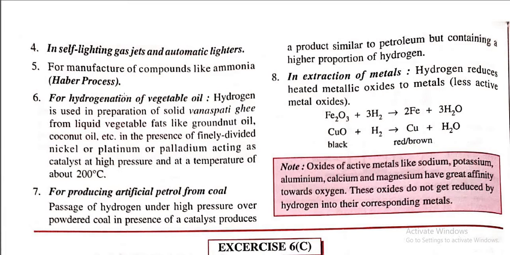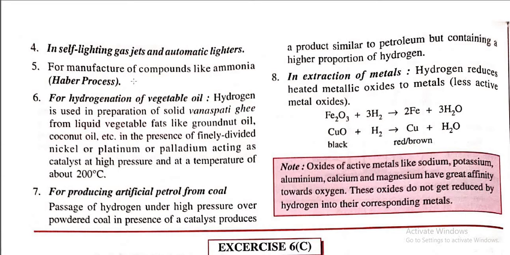This is a very important use. Hydrogen is used in the preparation of solid vanaspati ghee, that is dalda, from liquid vegetable fats like groundnut oil and coconut oil, in the presence of finely divided nickel or platinum or palladium acting as a catalyst at high pressure and a temperature of about 200 degrees Celsius. Now if you want to prepare solid vanaspati ghee or dalda, then you need to take vegetable oils like groundnut oil. This is treated with hydrogen in the presence of a catalyst like nickel or platinum. That will give you solid vanaspati ghee.